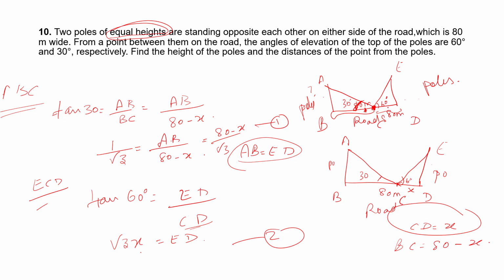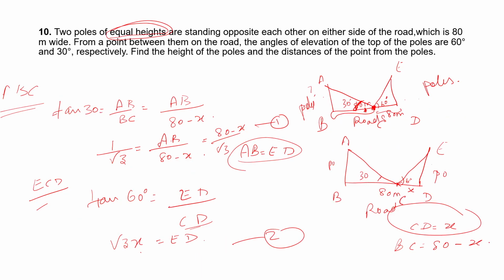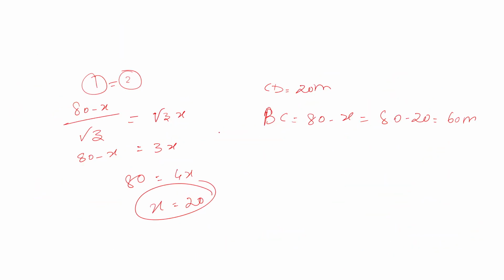Okay. So now what is the other question? Height of the pole. So what is the height of the pole? AB. Okay. So AB is what? AB is (80 minus X) by root 3. So now we have found X as 20. So (80 minus 20) by root 3, which is equal to 60 by root 3. So all found.